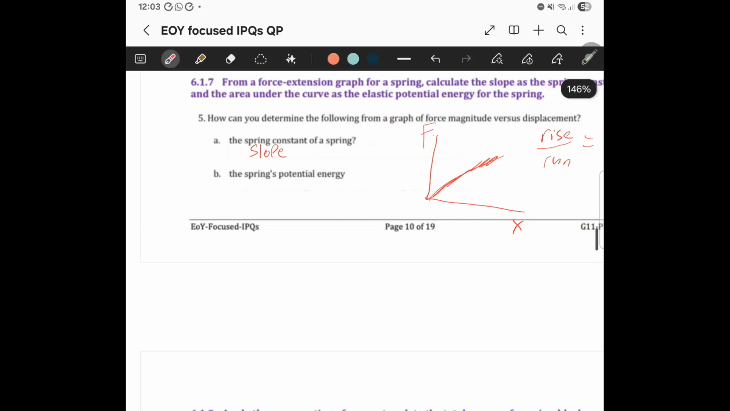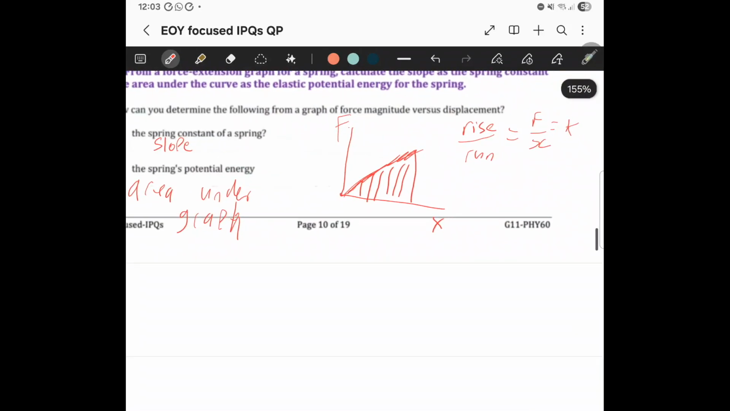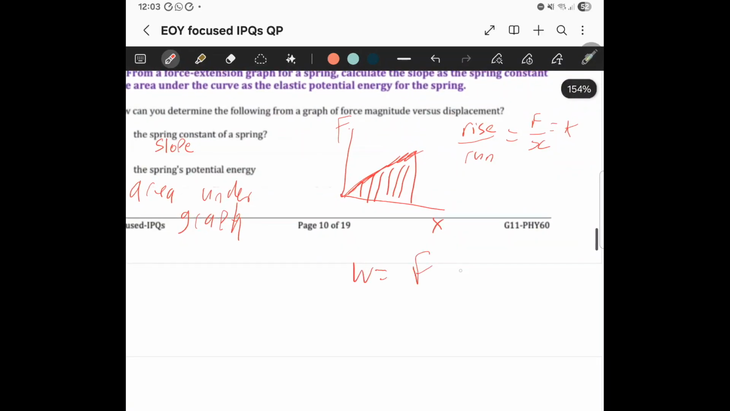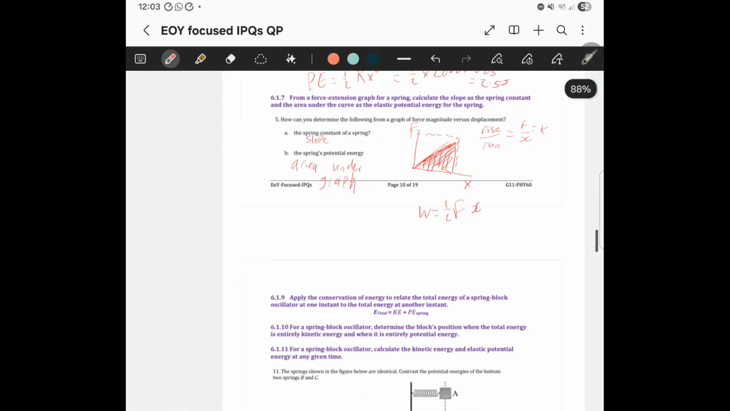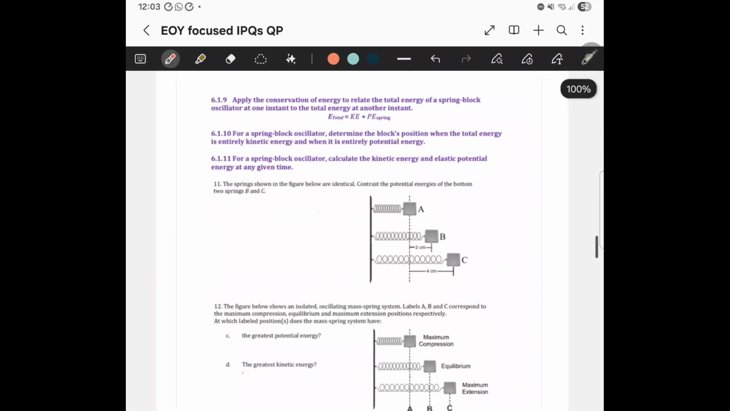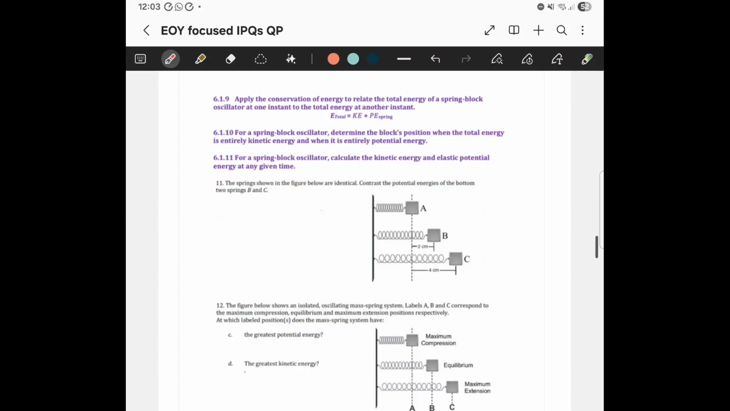The energy is usually the area under the graph. Why, I hear you ask? I'll tell you why. Energy, or work done, is force times displacement, or in this case, x. But this is a triangle. Force times displacement would be a square, F multiplied by x. But because this is a triangle, we have to have a half times the base times the height. We half it. That's where the formula comes from. Very nice.